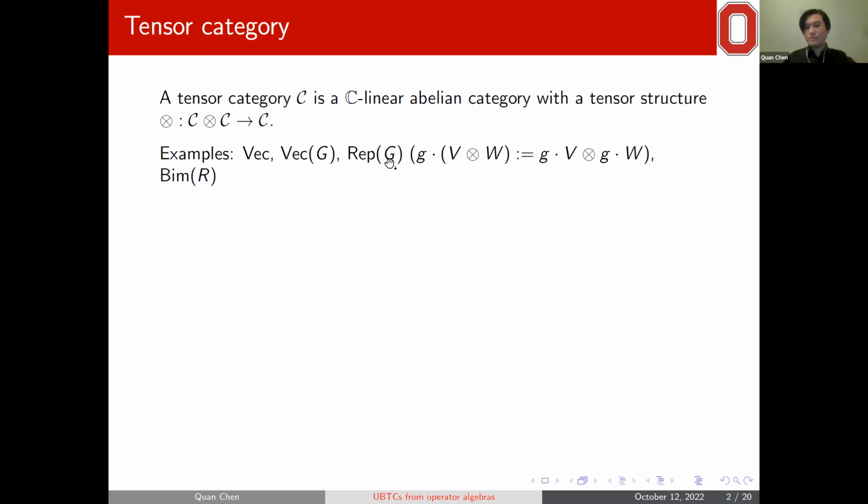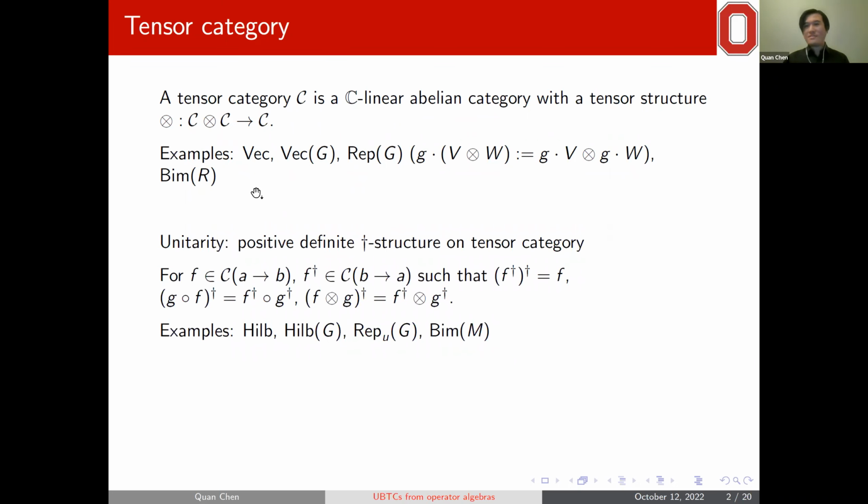And also for a group G, you can talk about G representations. If V and W are representations, then the tensor product is given by the tensor product as vector spaces, with G acting on V tensor W. And also you can talk about representations of a Hopf algebra or quantum group. They're all tensor categories. And another one: if you start with a ring R, then the R-R bimodules form a tensor category. The tensor product is given by the relative tensor product over R. All right.